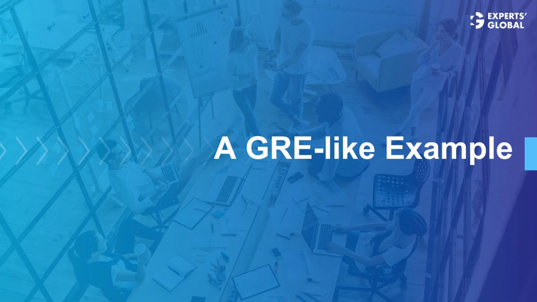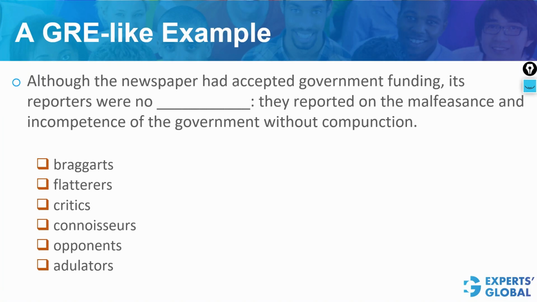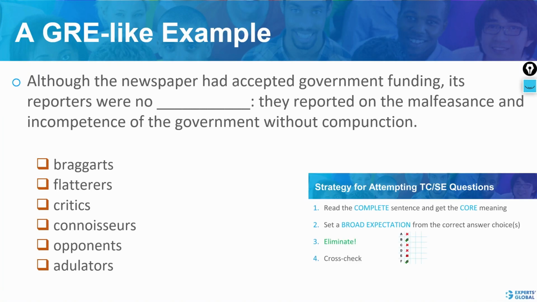Let's take a GRE-like example now. Here is your question. Here is the correct four-step approach. Please pause the video and solve this. We see an "although" here, and then we see a "no" here, so double contrast. So as always, meaning becomes important: although the newspaper had accepted government funding, its reporters were "no" something, and what follows suggests that the reporters were doing their job without any bias. So our expectation from the correct answer choice should be something on the lines of biased.